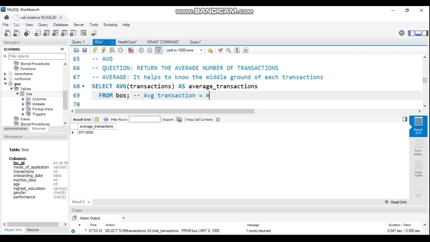I hope you understand this, and when you see them on the job or in learning, you can differentiate between sum, count, and average.